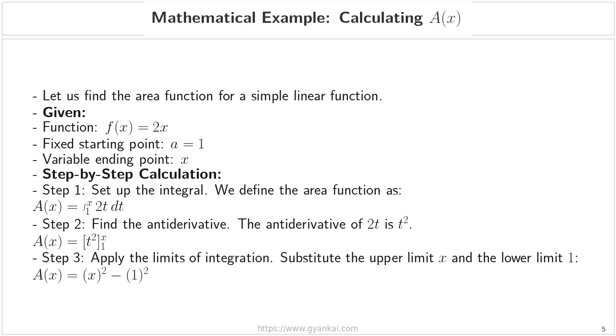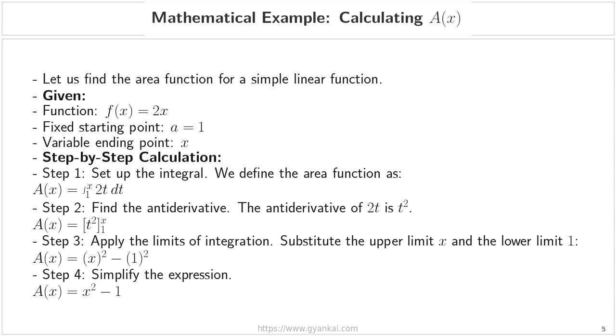Step 3, apply the limits of integration. This is where we substitute the upper and lower limits into our antiderivative. We take the antiderivative evaluated at the upper limit, x, and subtract the antiderivative evaluated at the lower limit, 1. This gives us A of x equals x squared minus 1 squared. Step 4, simplify the expression. Finally, we simplify. 1 squared is just 1, so A of x equals x squared minus 1.